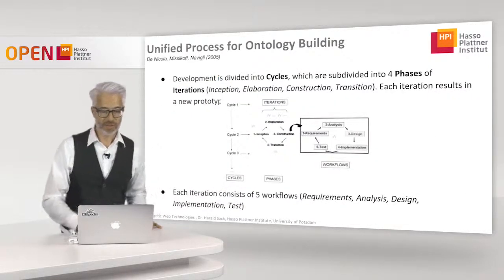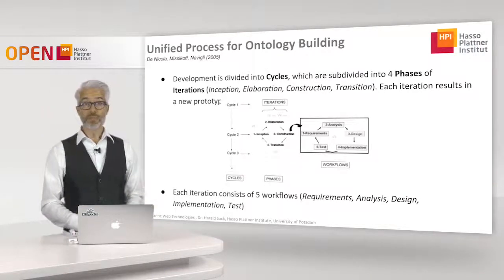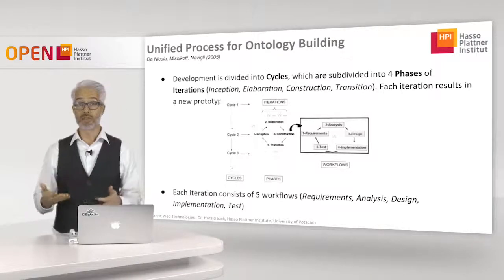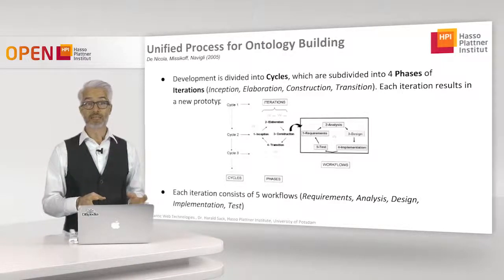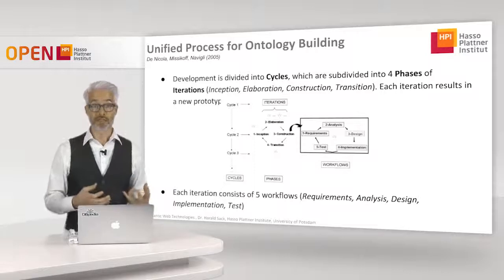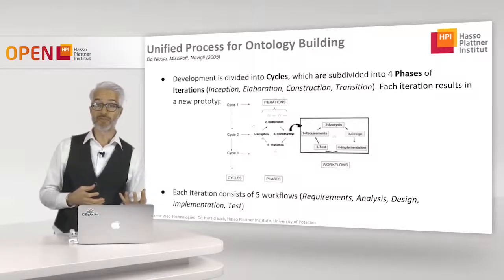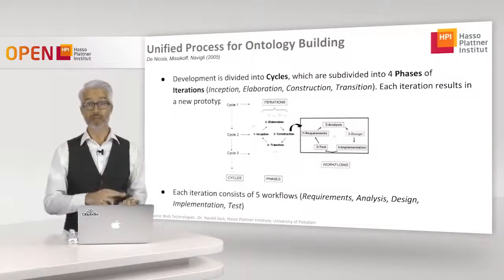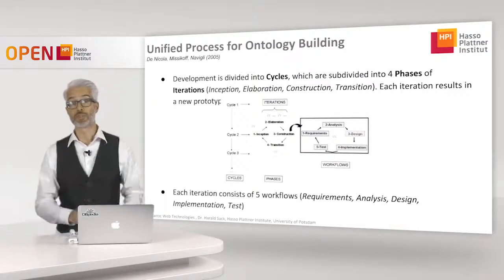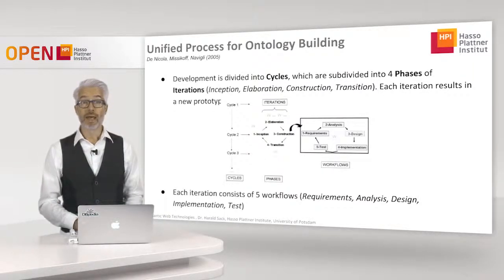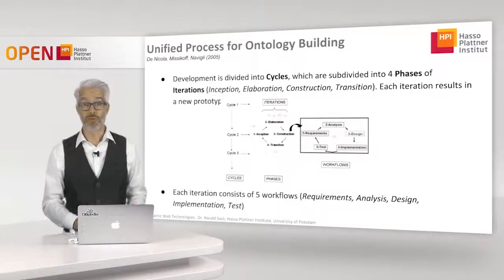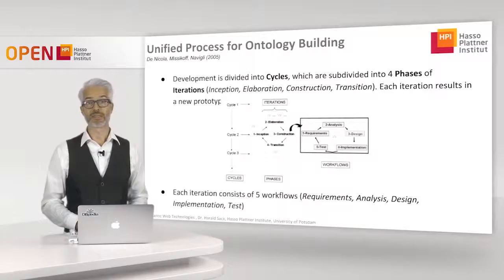Okay, let's have a look at the process. The Upon process usually is divided into so-called cycles, which repeat and repeat. Each of these cycles usually is divided into 4 phases of iterations. And these phases are inception, the first one, elaboration, then we work upon that, construction, where we build something, and then transition, which means transition to the next phase. And each of these iterations usually consists of 5 different workflows that you also see here in the graphics.